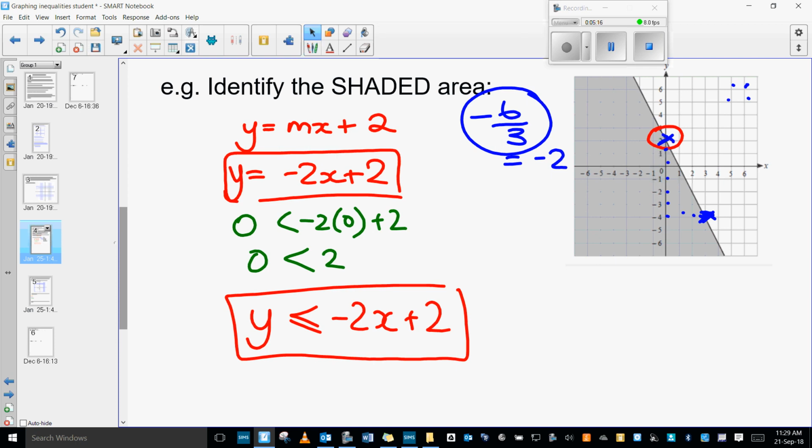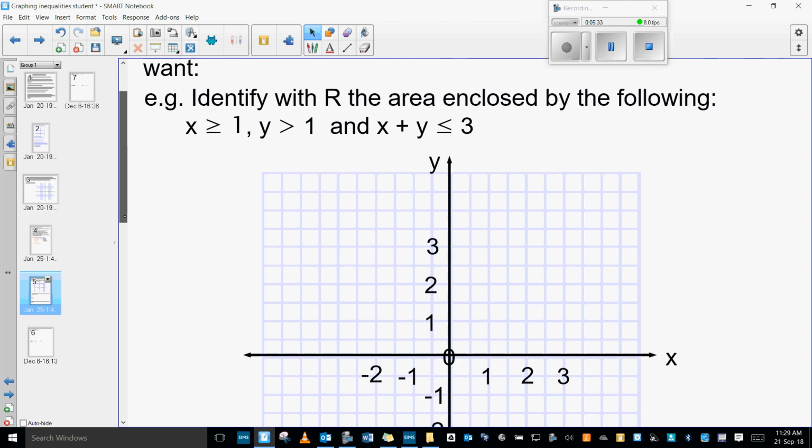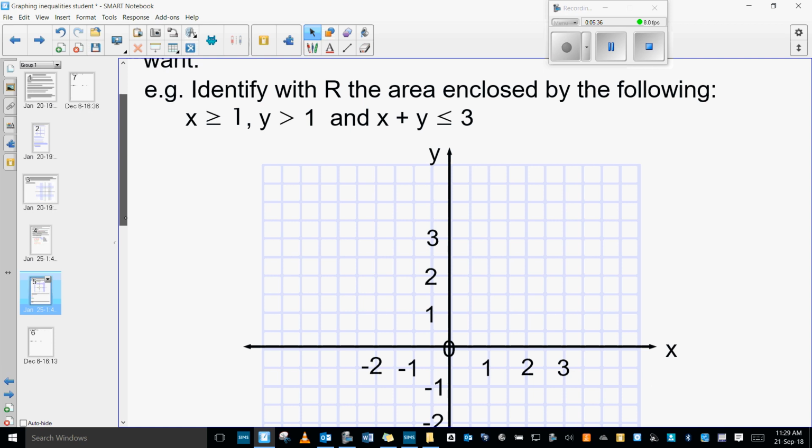Next one. So sometimes, as I said in the last lesson, if you leave it blank, we're asked to shade more than one inequality. And you shade the side, so in other words, you're going to shade the side you don't want. Okay? Identify with R the area enclosed by the following.